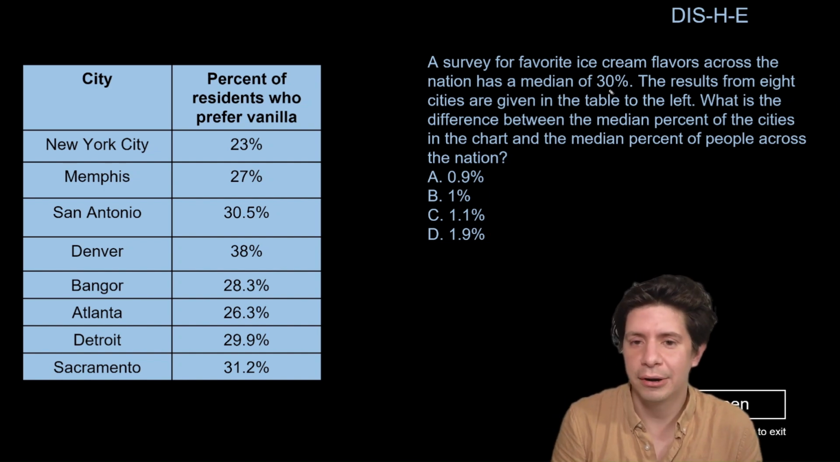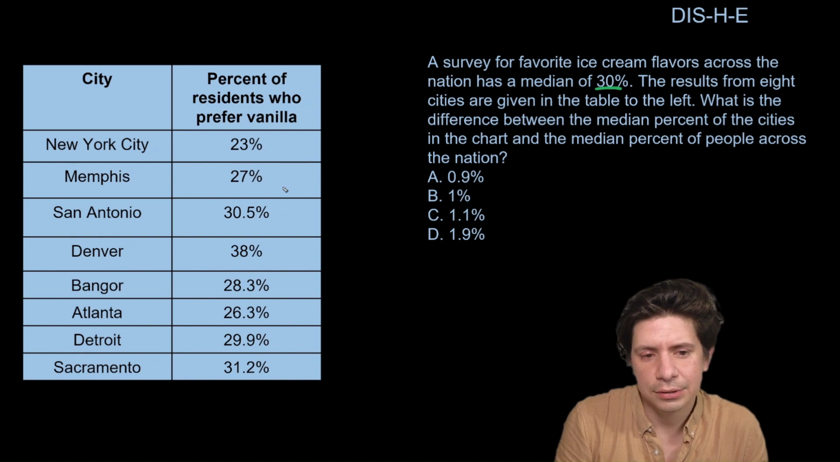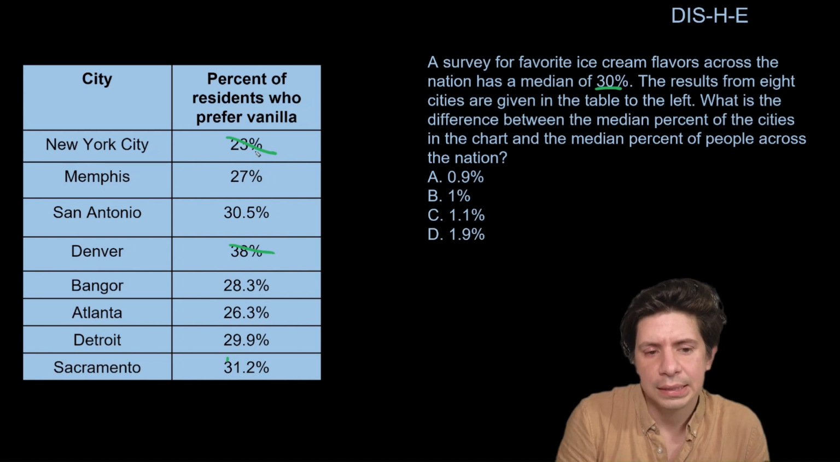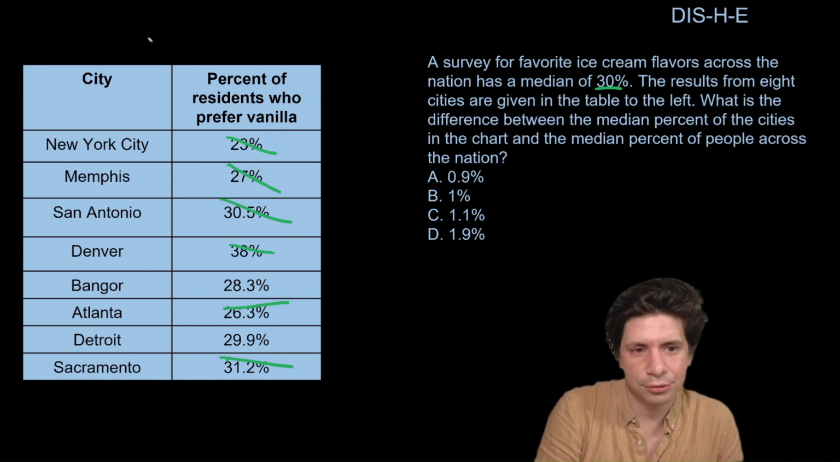So here we're comparing something in written form versus a table. So let's go lowest, I think is 23. Highest is 38. Second lowest seems to be 26.3. Second highest seems to be 31.2. Third lowest is 27. Third highest is 30.5. And then we're left with 28.3 and 29.9 as the two middles.